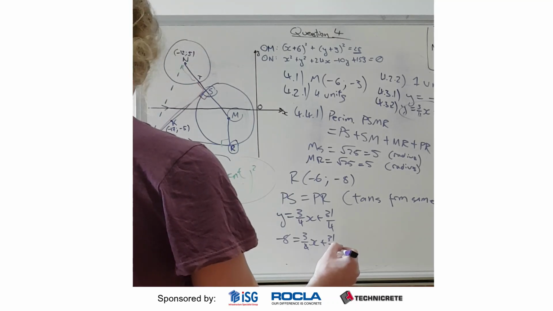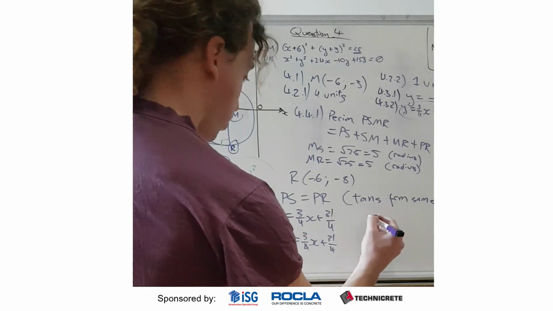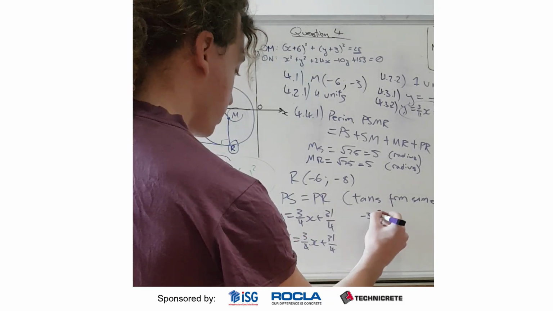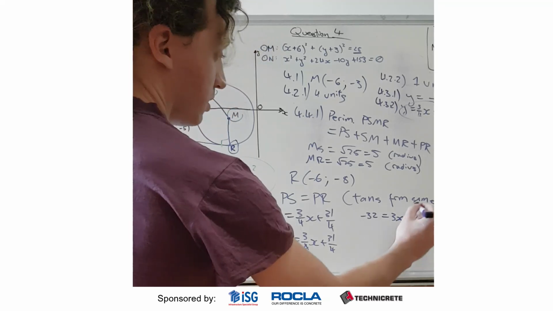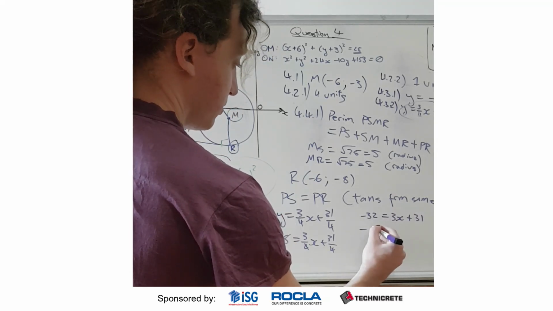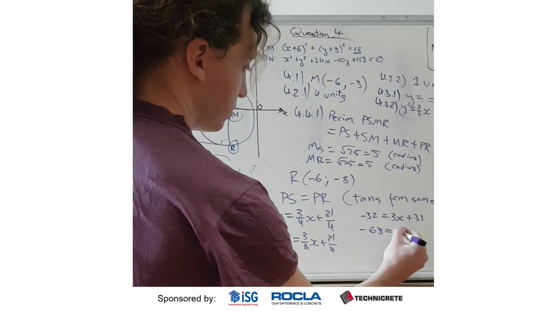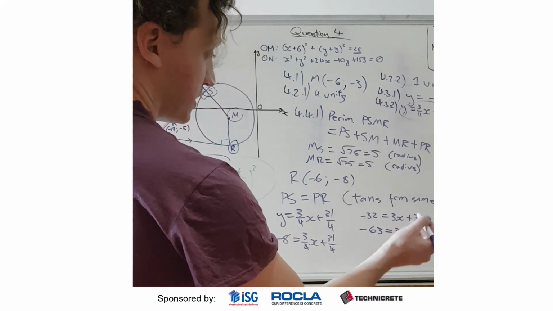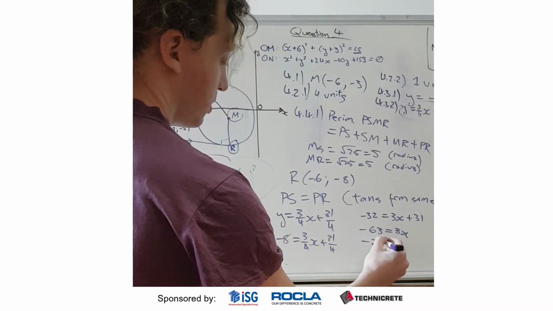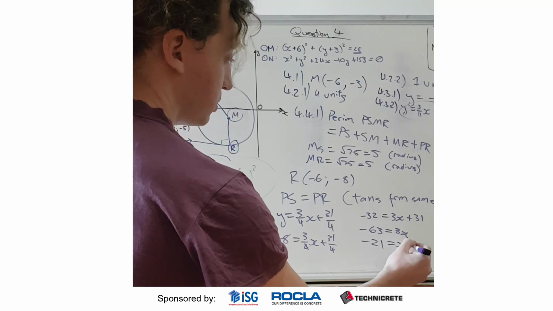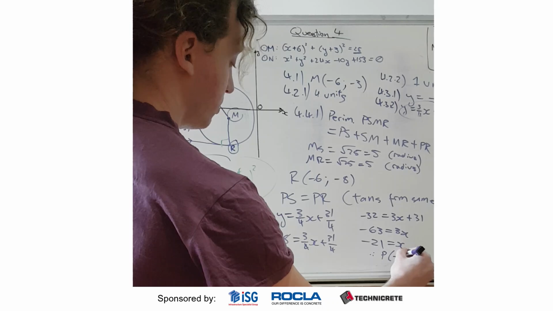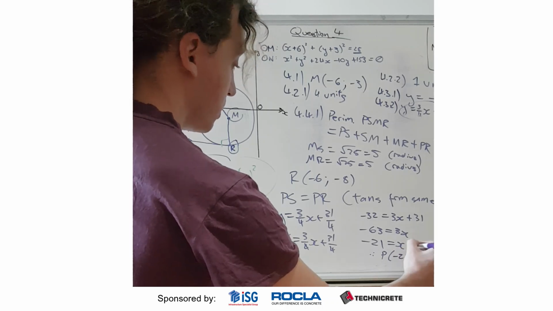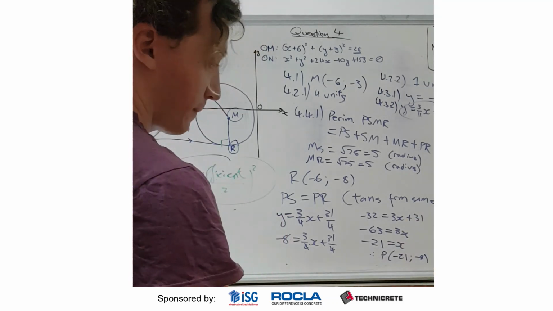Cool. Now, let's times everything by 4. That's probably the easiest way to do it. -32 is equal to 3x plus 31. Let's carry that 31 across, so it becomes -63 is equal to 3x. Divide both sides by 3, that's -21 is equal to x. Therefore, P is in location, or has coordinates, -21, -8.